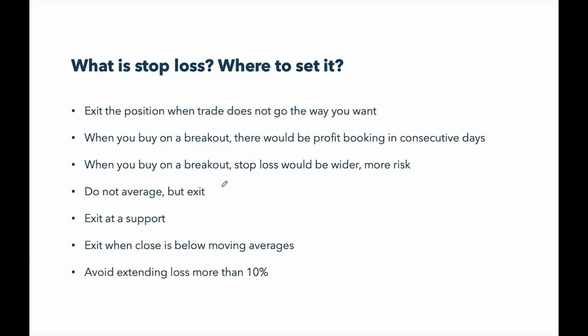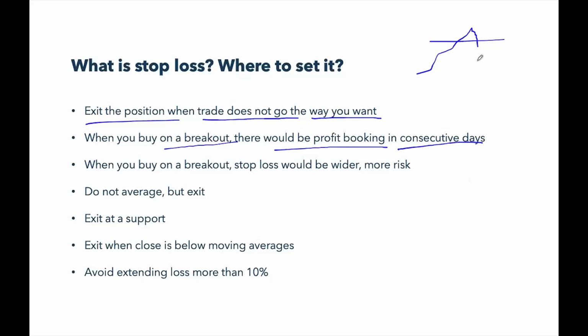We exit the position when the trend does not go the way we want. We were assuming that the trend is going to go up, but it is going down, so we have to cut down our position somewhere. When you especially buy on a breakout, there would be profit booking on consecutive days. Why? Let's say this is the resistance level and there is a huge breakout. We are not the only ones who bought at this level. There could be intraday traders who will want to book their profits.